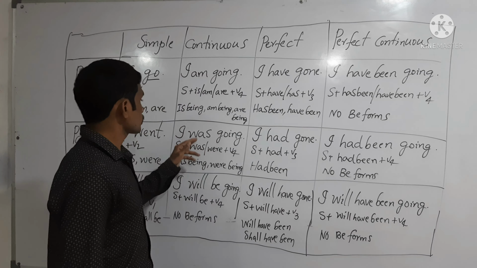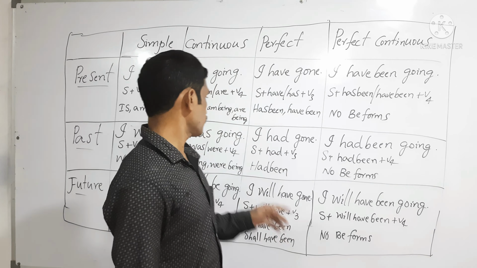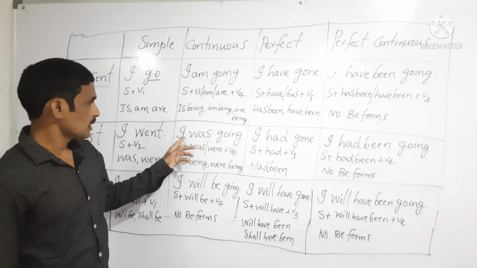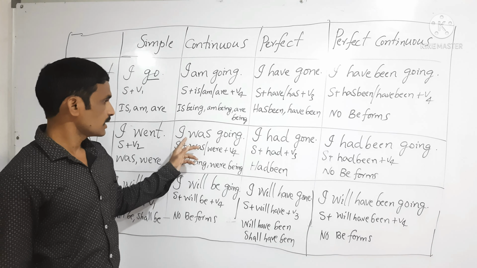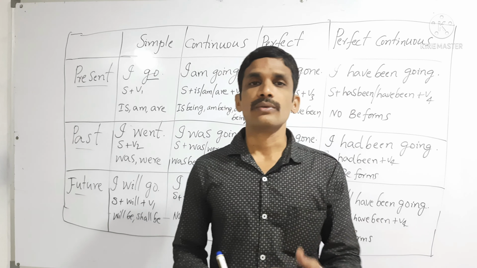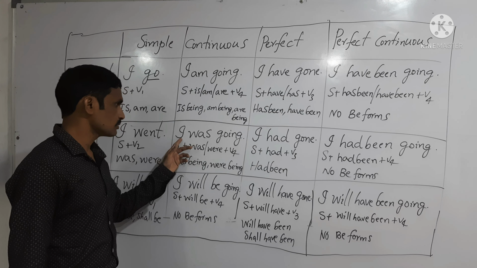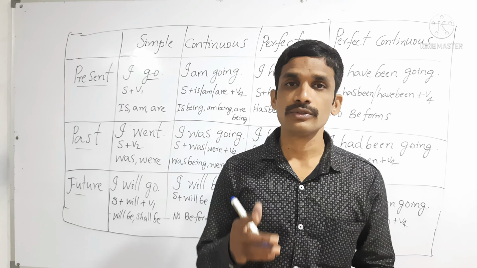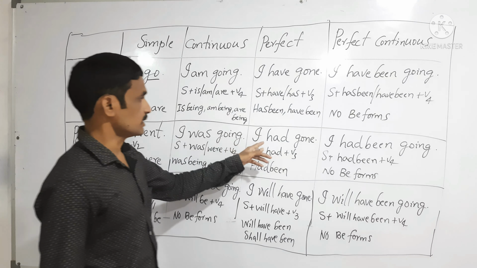Next, past continuous tense. Subject plus was or were plus V4. I was going, she was going, it was going. They were going. If the subject is they, were going. You were going, we were going. If the subject is singular, was. If the subject is plural, we have to use were. After that we have to use V4.